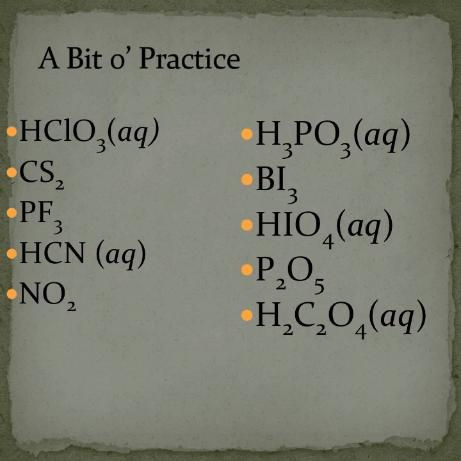So I'm going to go down the columns. You have chloric acid, carbon disulfide, phosphorus trifluoride, hydrocyanic acid, nitrogen dioxide, phosphorus acid, boron triiodide, and yes, there are 2 I's together there. This one is funny. It's per-iodic acid, but it looks like it says periodic acid. Aren't you giggling? Diphosphorus pentoxide and oxalic acid.